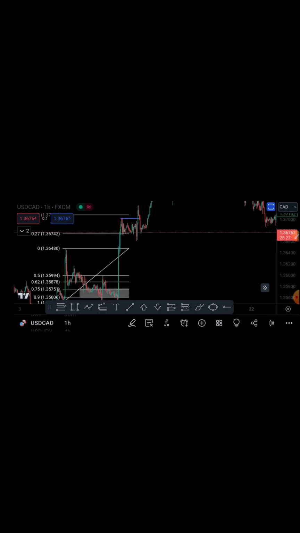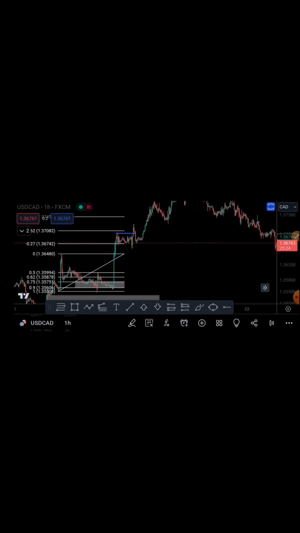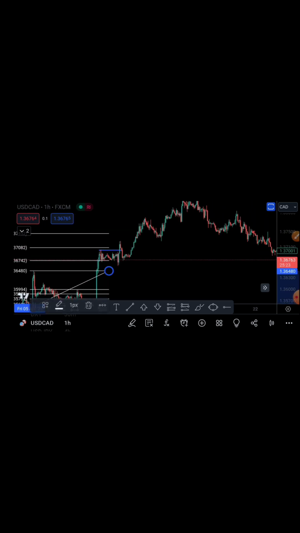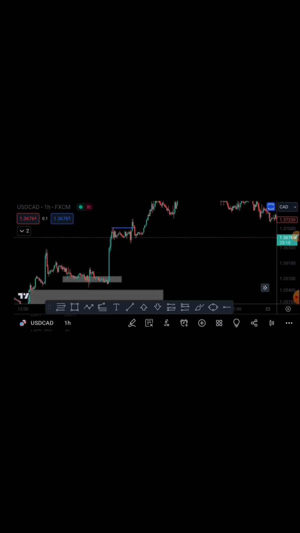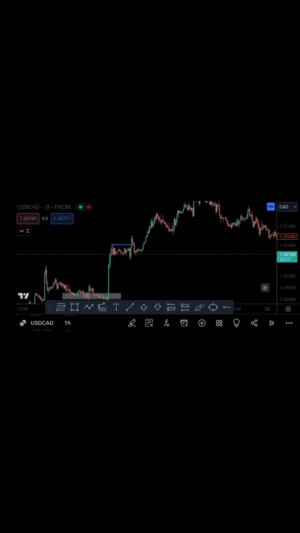Alright, good. Now let's look at another structure. Let's leave this. Okay, let's look at this. Let me remove this, I've done the analysis. Now let's look at this. After this push, you have a short consolidation here.